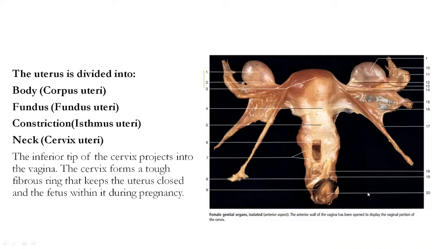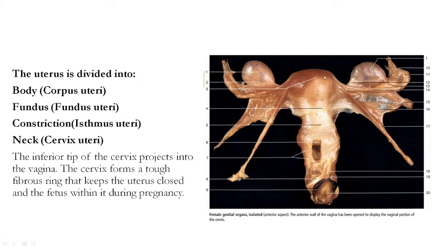The uterus is divided into body. This is fundus, isthmus, and neck. The inferior tip of cervix projects into vagina. The cervix forms a tough fibrous ring and keeps the uterus closed and the fetus within it during pregnancy.